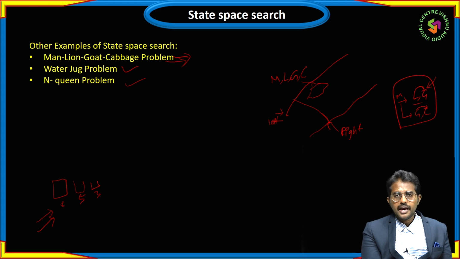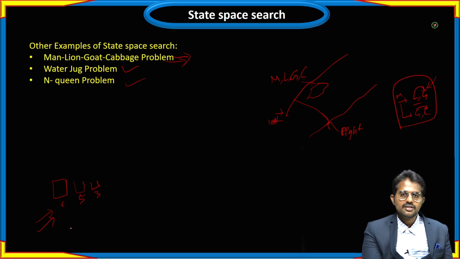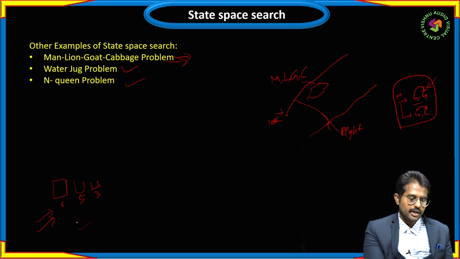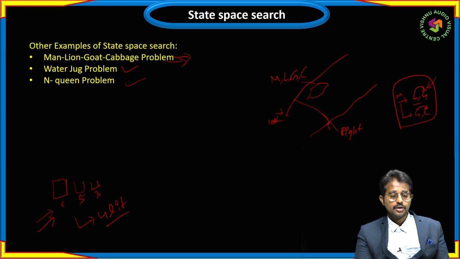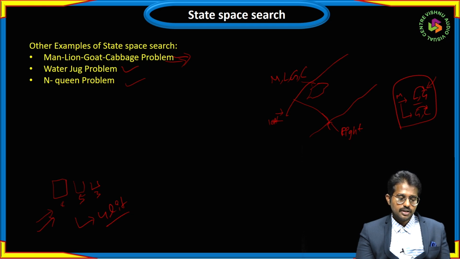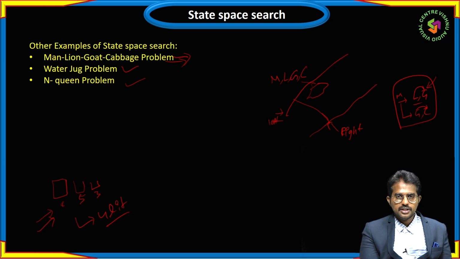Without using any other vessels, we have to separate 4 liters of water. That is the problem domain here. By using these 3 vessels, that is 8 liter, 5 liter and 3 liter, we have to measure exactly 4 liters of water. So that is one problem statement.